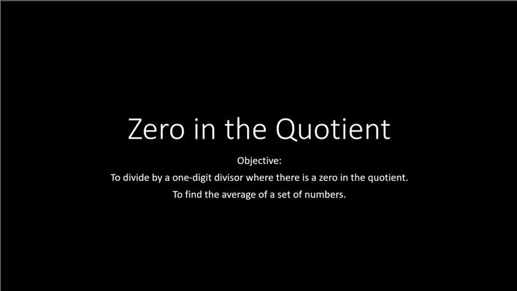In this video, you will learn how to divide by a one-digit divisor where there is a 0 in the quotient, quotient meaning the answer. And also, you'll learn how to find the average of a set of numbers.